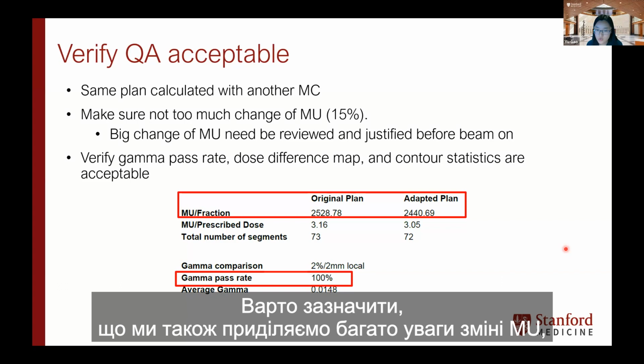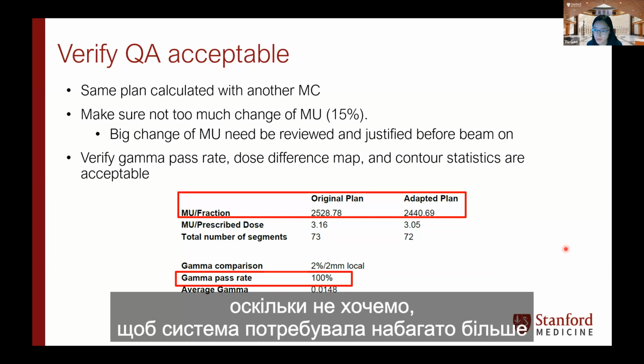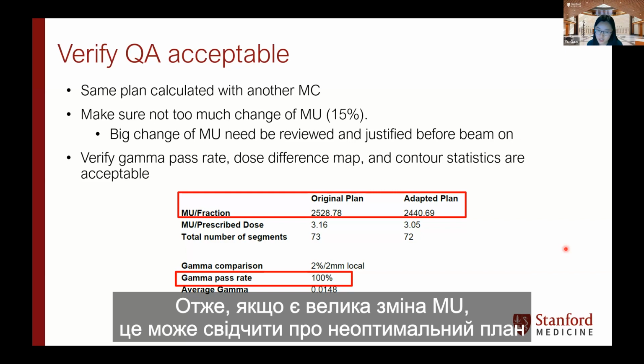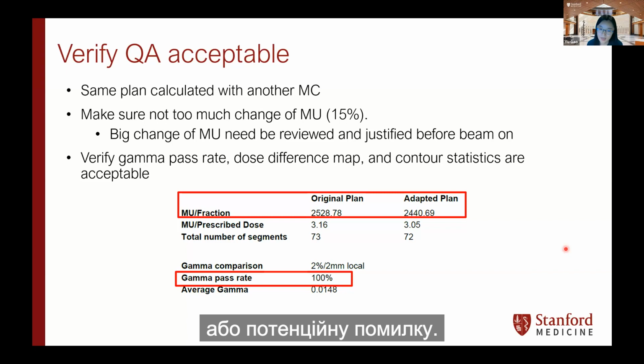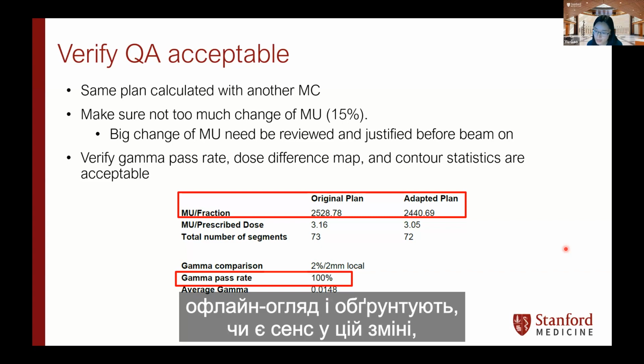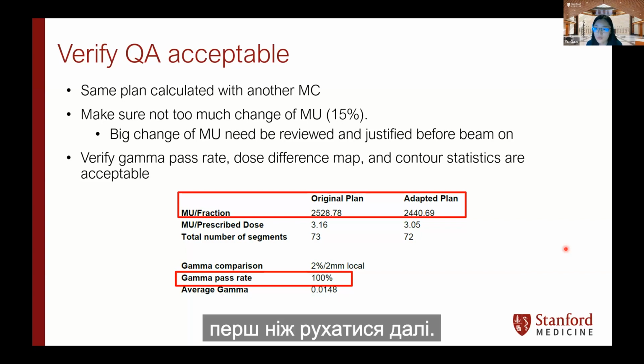And one thing to note is that we also pay a lot of attention to the change of MU, because we don't want to see that the system now needs much more or much less MU to deliver the same dose. So if there's a big change of MU, that can be an indication of a suboptimal plan or potential error. So if the change is over 15%, physicists will do a more in-depth offline review and justify whether the change makes sense before we move on.